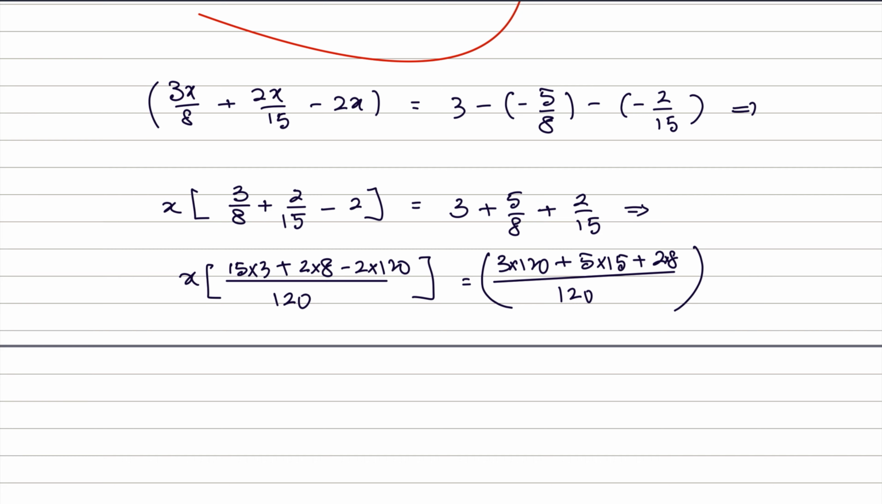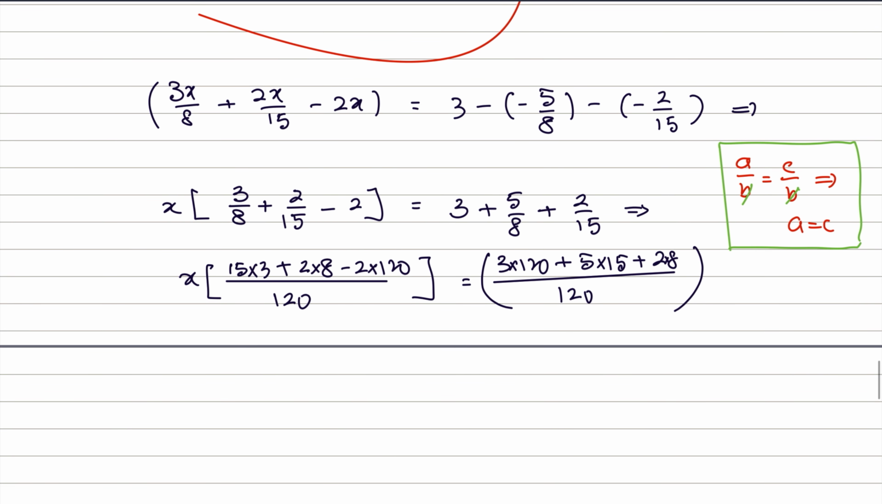Now, both sides denominator is same. When denominator is same, like a by b is equal to c by b implies a is equal to c. This b gets cancelled. This is another important concept you have to keep in mind. Here 120 denominator is here, 120 denominator is here, both are cancelled. They become 1 here, 1 here. 120 by 1 is 1.